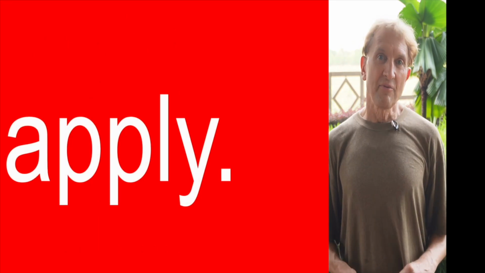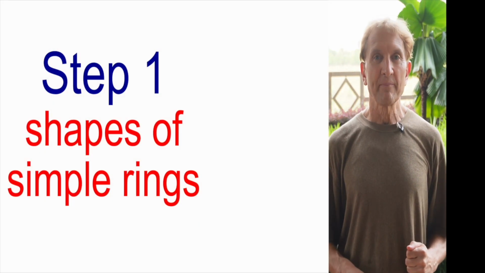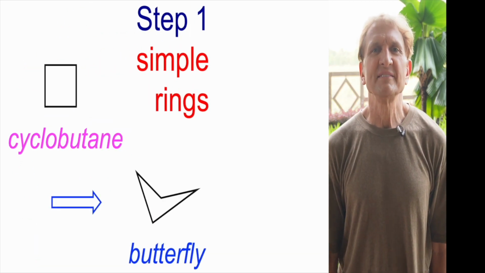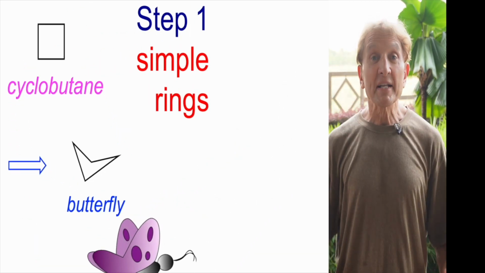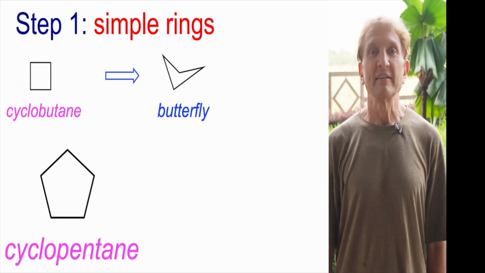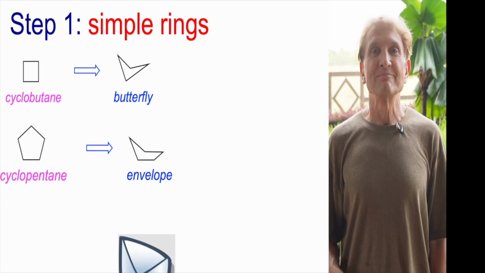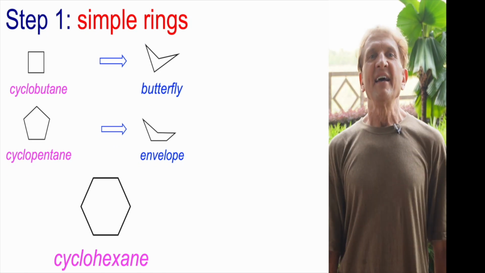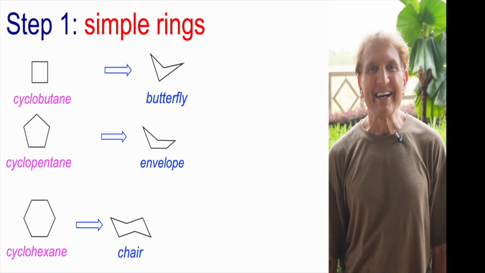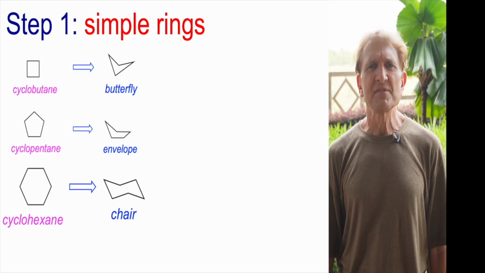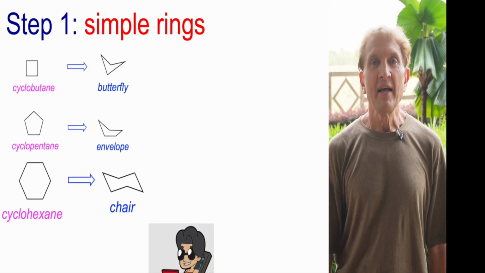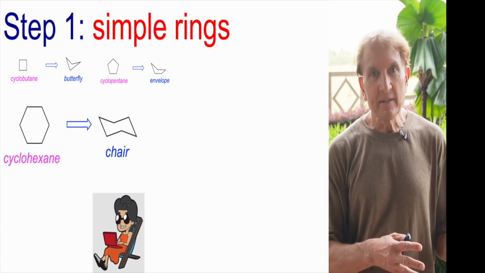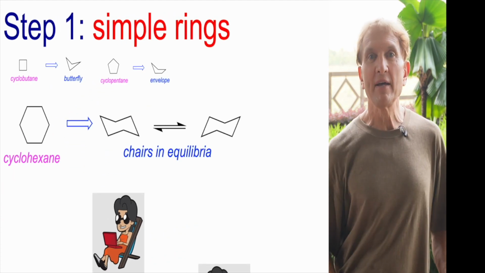Let's look at some fundamental shapes for organic chemistry. Cyclobutane. What shape is that? Well, it's a butterfly. Cyclopentane. What shape is that? Well, it's an envelope. Cyclohexane, the most important one of them all. What shape is that? Of course, it's a chair. But there's something funny about cyclohexane that's important. Like many of these other shapes, actually, it's not one chair, but it flips between two chair forms.